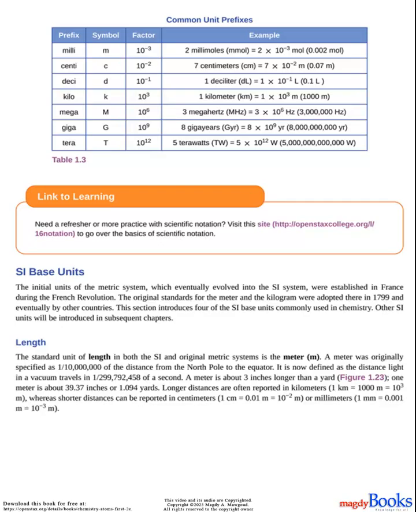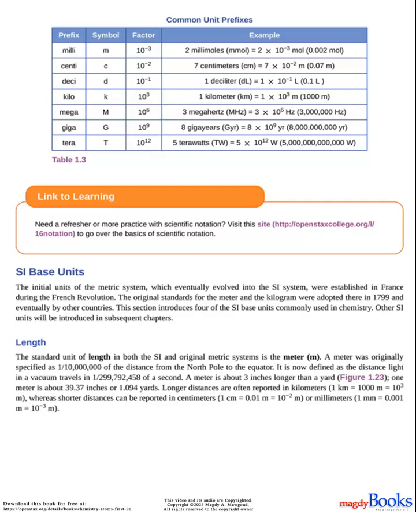1.4.1 SI base units. The initial units of the metric system, which eventually evolved into the SI system, were established in France during the French Revolution. The original standards for the meter and the kilogram were adopted there in 1799 and eventually by other countries. This section introduces 4 of the SI base units commonly used in chemistry. Other SI units will be introduced in subsequent chapters.